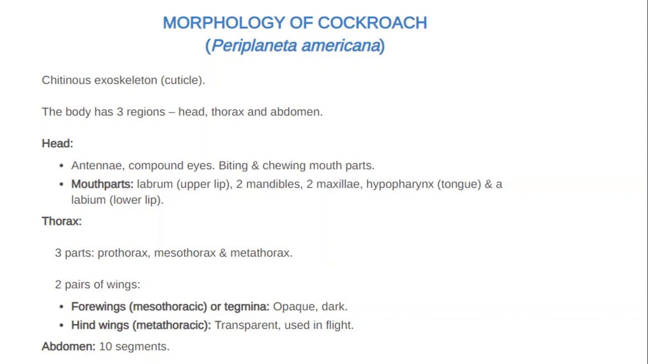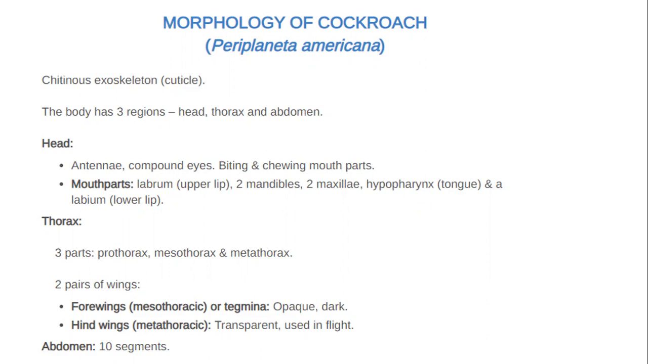and their entire body is covered by hard chitinous exoskeleton, and their head consists of antennae, compound eyes, biting and chewing mouth parts. Mouth parts, that is the labrum, that is the upper lip, two mandibles, two maxillae, and hypopharynx, that is the tongue, and a labium, that is the lower lip. These are the parts of the head of a cockroach.